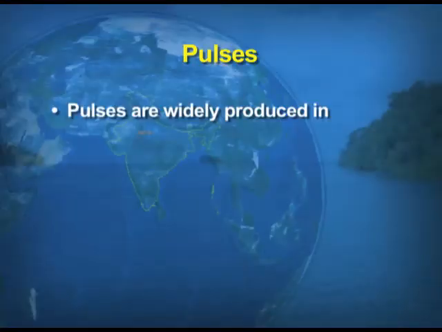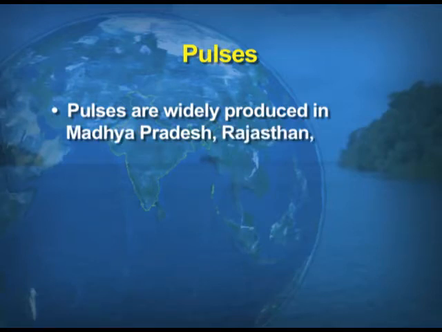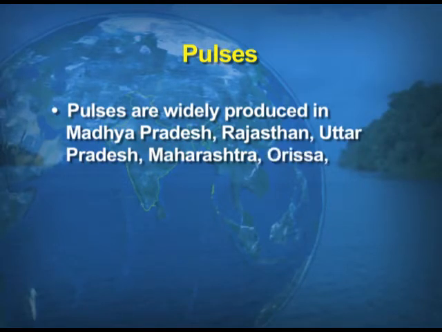Now, we take up another crop which is known as pulses. Children, you must be knowing that the people who are purely vegetarian, for them the source of protein is only pulses. So, that is how the pulses are known as a source of protein in the diet of predominantly vegetarian people of the country. Pulses are widely produced in Madhya Pradesh, Rajasthan, Uttar Pradesh, Maharashtra, Odisha, Bihar, Haryana, etc. And pulses are grown both in the kharif as well as rabi season.